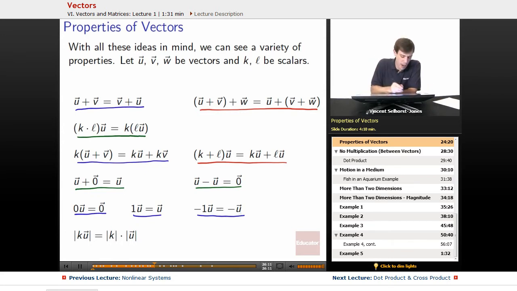The only one that might be a little bit confusing is the magnitude of k u: the magnitude of a scaled u, k scalar times vector u. The magnitude of that is equal to the absolute value of k times the magnitude of u. Let's look at why that's the case.